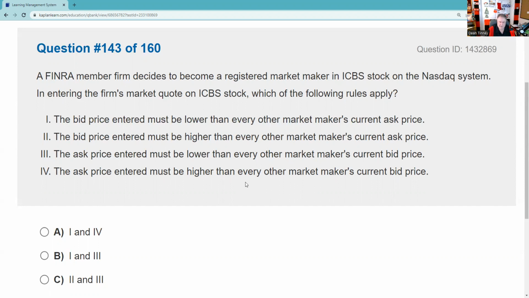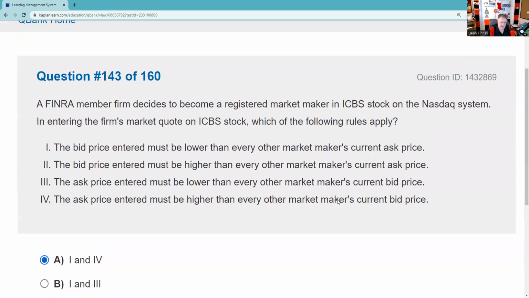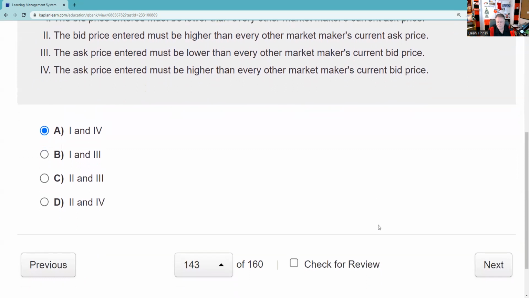The bid price entered must be higher than every other current ask. No. The bid price entered must be lower than every other market maker's current bid. No. The ask price must be higher than every other market maker's bid. Yeah, I don't like the grammar here, but what this is saying in English is you can't put in a quote that would lock or cross the market. And one in four of the scenarios is where that actually may happen. So, I think you're going to be asked to do that with the actual numbers in an exhibit rather than being asked to do it here.